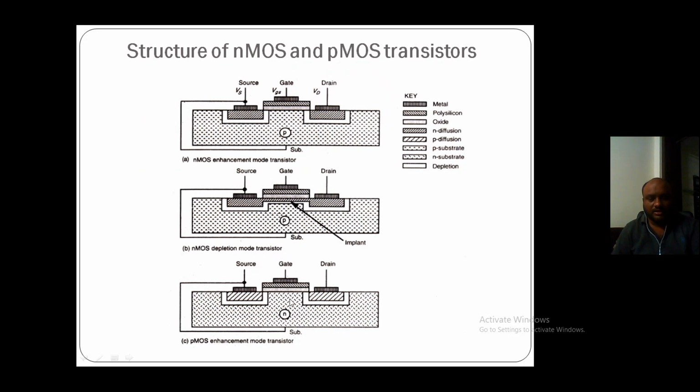And the last figure, figure C, shows the enhancement mode transistor, but PMOS, which consists of an N-type substrate, and on either side of the substrate is doped with P-type impurities forming the source and drain respectively, and in between source and drain a polysilicon forming the gate. This is the basic structure of a MOS transistor in enhancement mode, depletion mode, NMOS and PMOS.